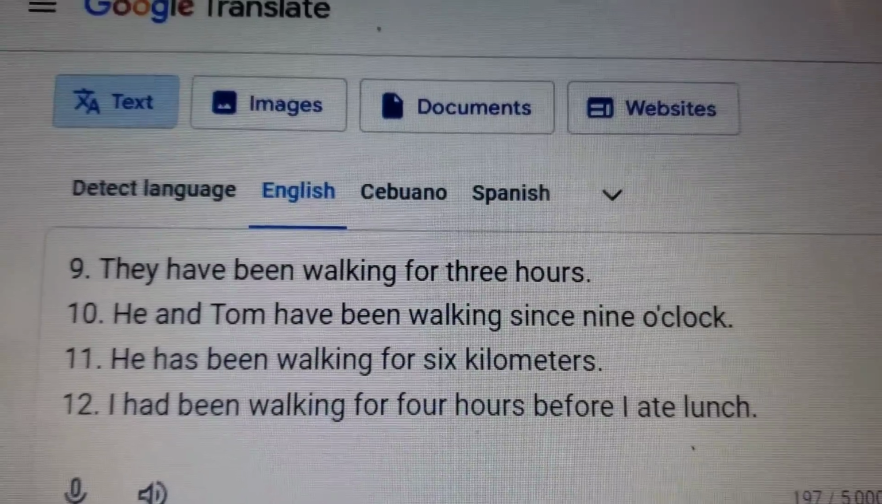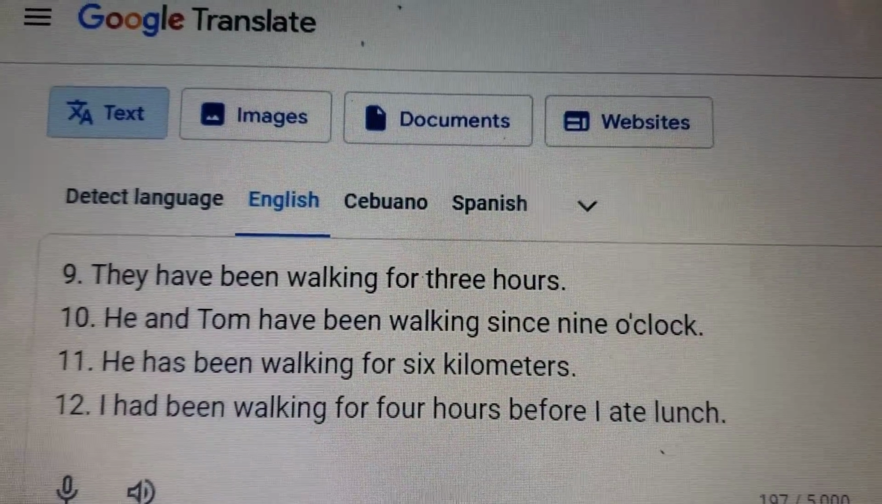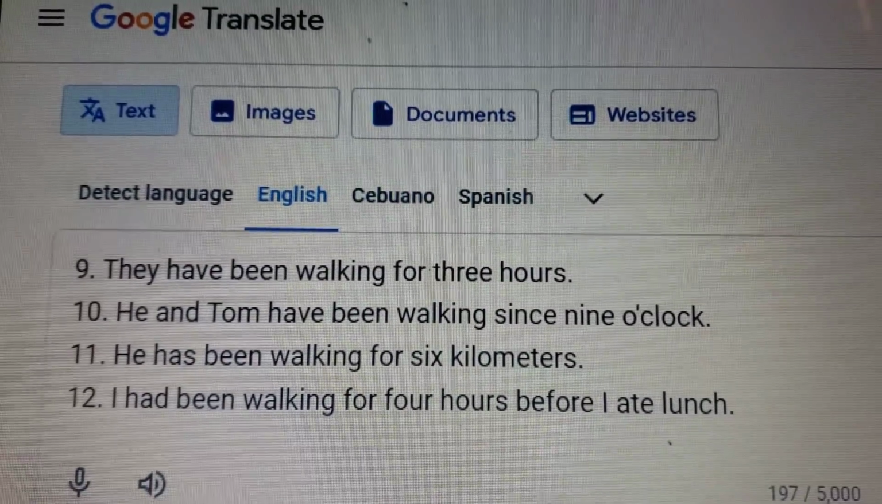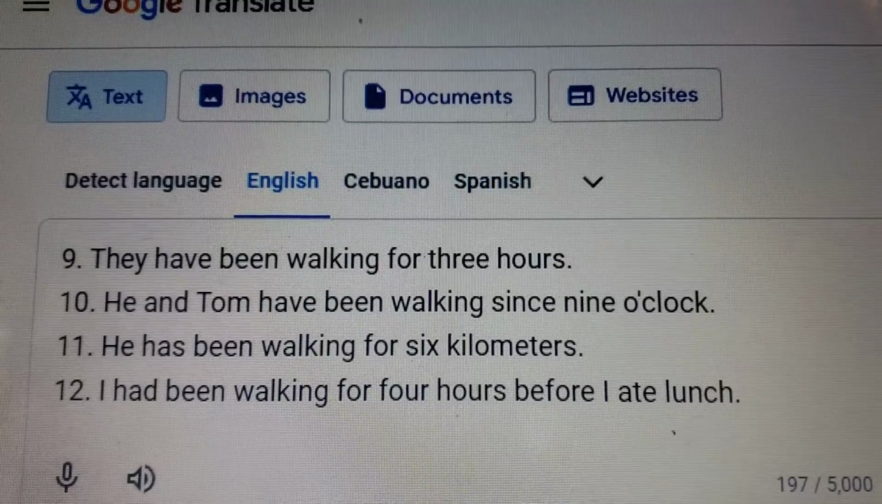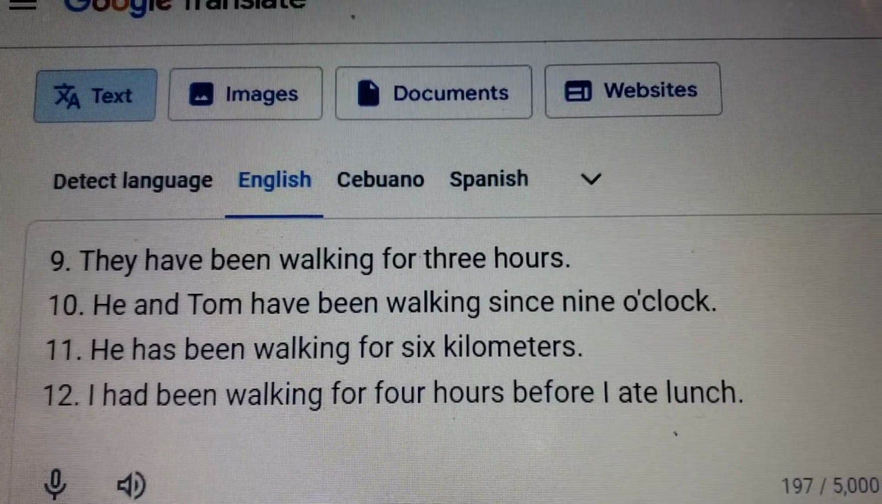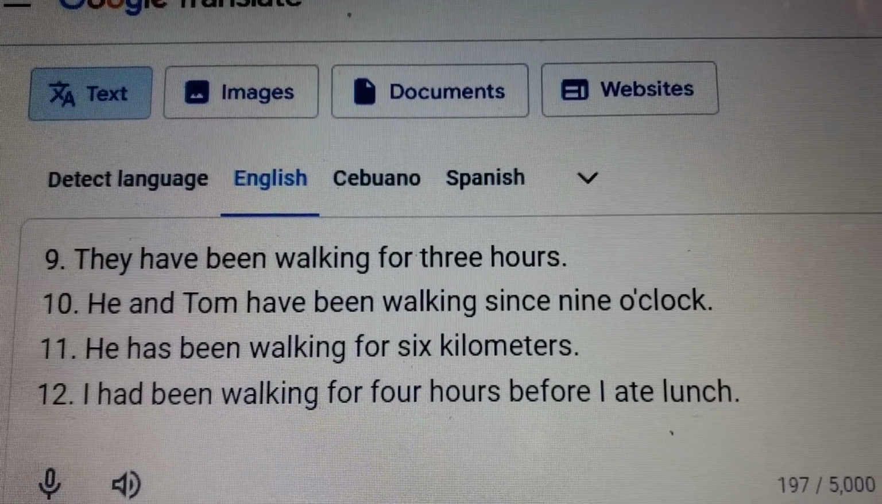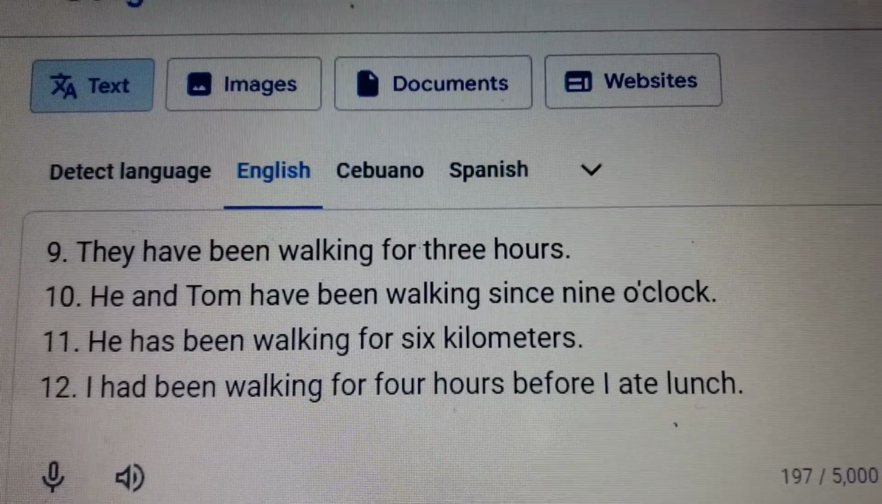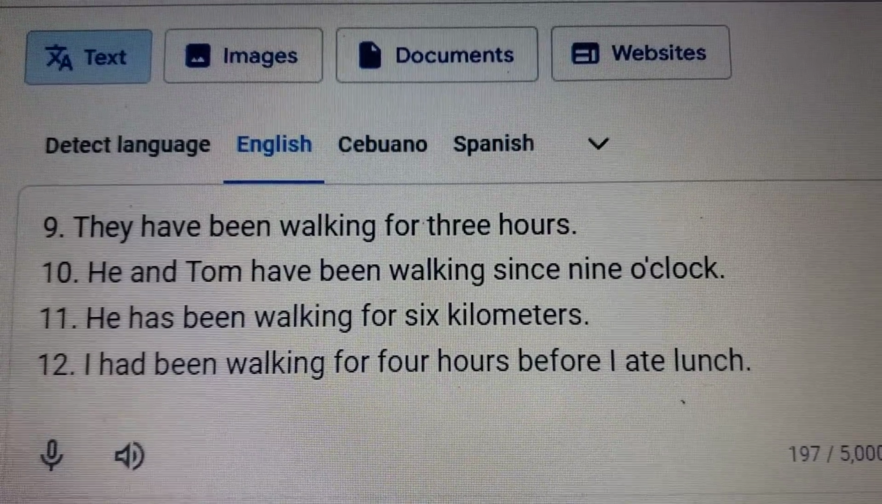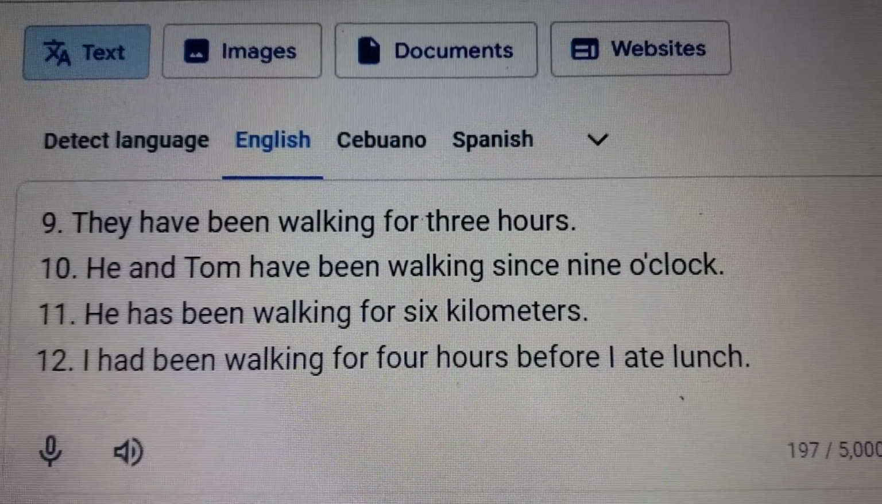This indicates one past action went on until a second action occurred. So I had been walking for 4 hours, and then I would say before, so it'd be another action, I ate lunch. So the proper use of walking would have been I had been walking.